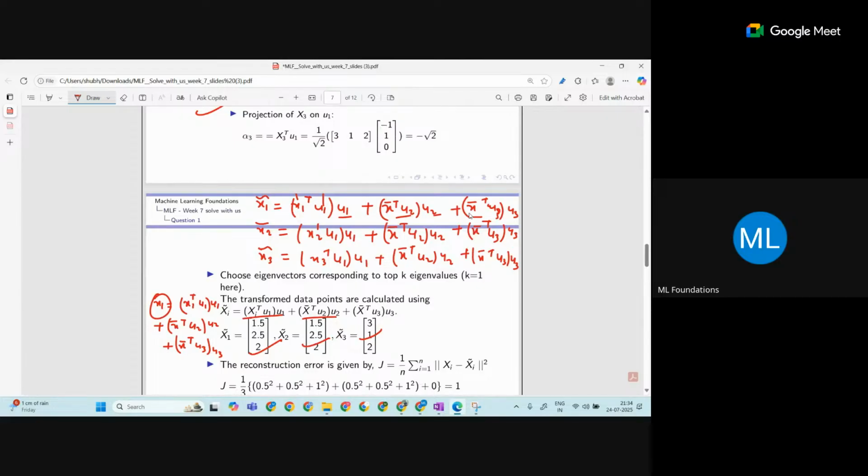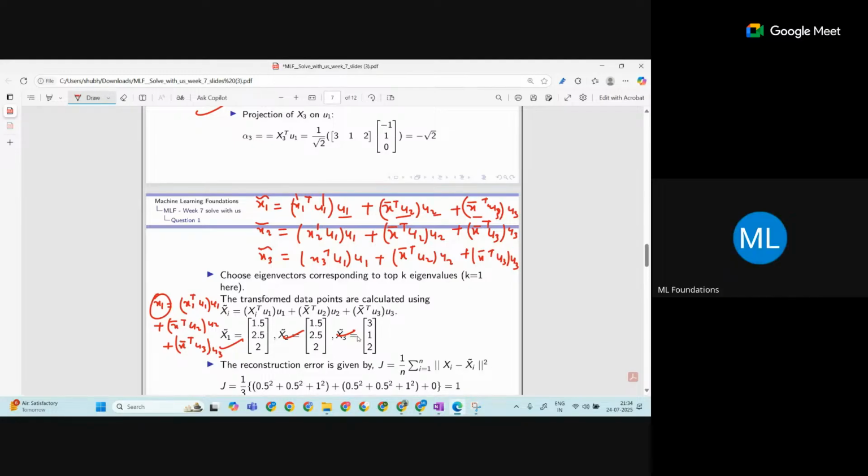Means, sorry, calculate the vector one by one. Here it is calculated as here. This is what is calculated: x1 tilde, x2 tilde. x1 tilde is this one. These are the reconstructed vectors. So this is your finally reconstructed vector.